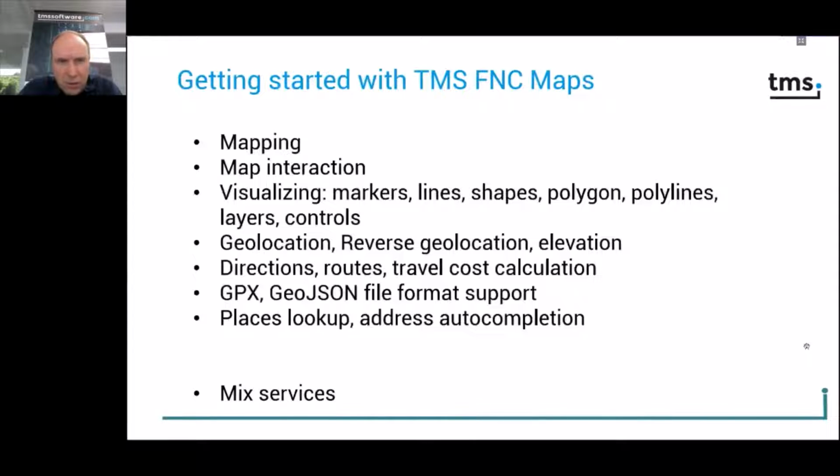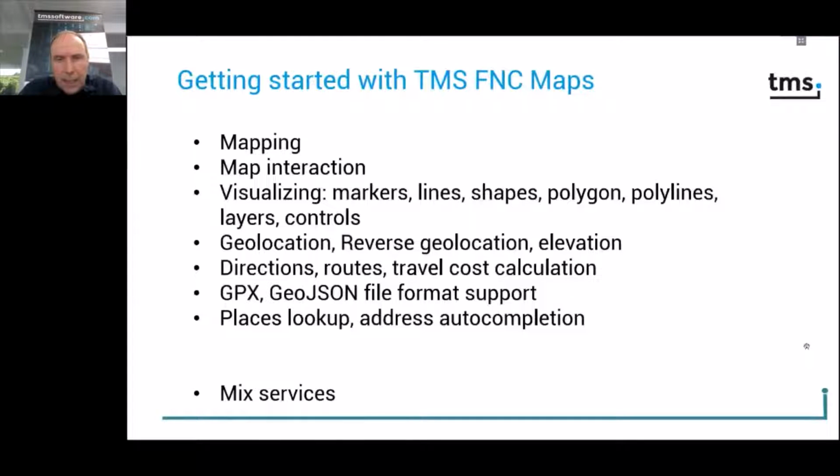Other than visual mapping, there is also functionality related to maps, which is, for example, geolocation and reverse geolocation, which is the process of converting an address to a map coordinate expressed in longitude and latitude, or retrieve information such as the elevation, so the height above sea level of some specific location. Also directions, so calculating road to travel from A to B is part of what mapping services offer and is also available through FNC Maps.